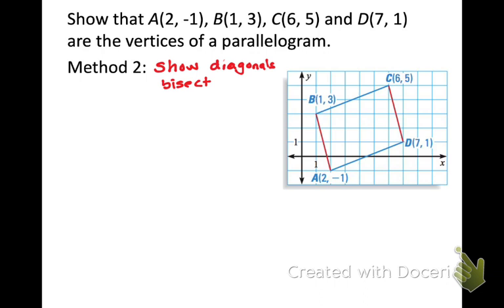So if a diagonal is going to bisect the other, I'll sketch in the diagonals here. You don't have to. So there's diagonal BD and diagonal AC. What should be true about this point? It should be the midpoint of both diagonals, right? Shouldn't it be the point that's at the middle? So the midpoint. So how do we find the midpoint?